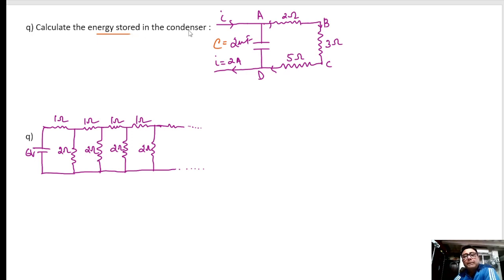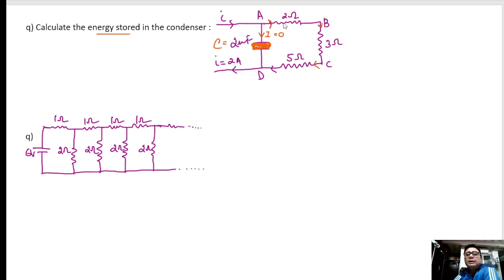Okay, so watch here. When the current is passing, the condenser is storing some energy, and when it stores full energy, it will not allow any current to pass through it because it is fully charged. So the total current flowing in the circuit will be along A, B, C, D.